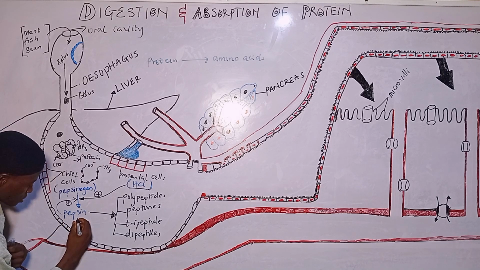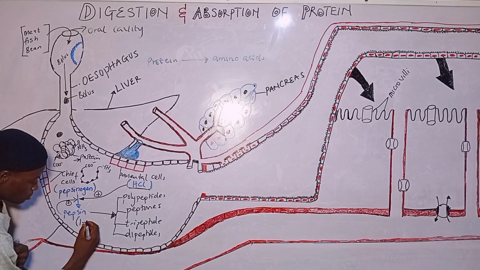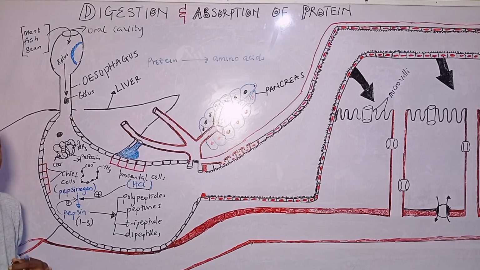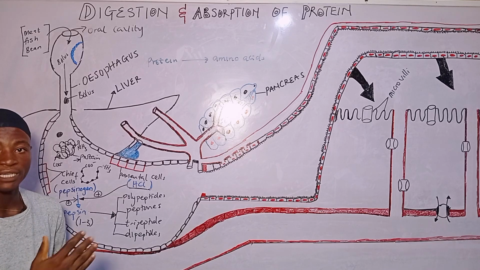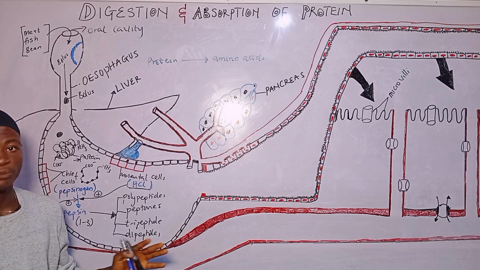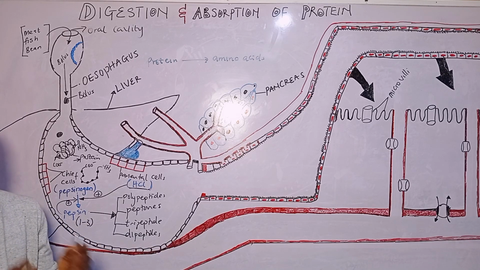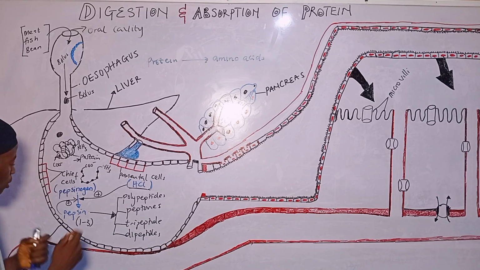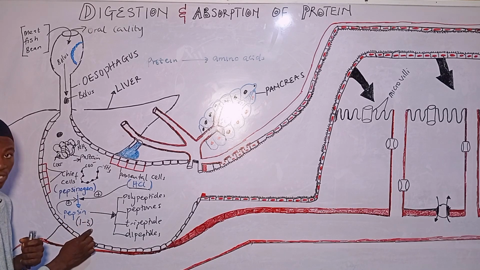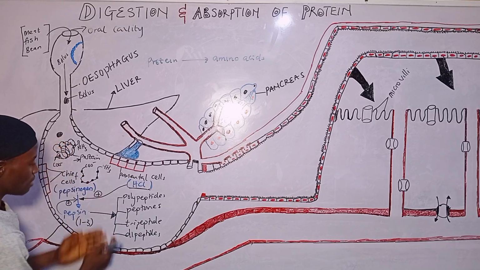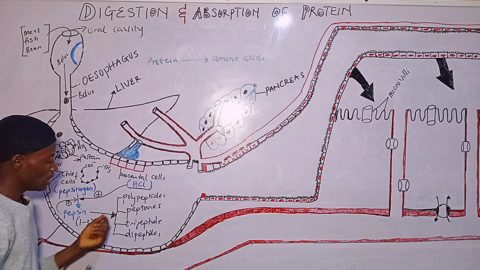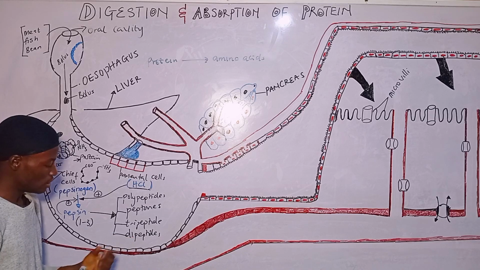Pepsin actually requires a pH of 1 to 3 to perform its optimum activity, because all enzymes have their own pH at which they perform their optimum function. That particular pH is referred to as the optimum pH. Now the optimum pH for pepsin is 1 to 3. You understand? Now from there, the products of the protein that we have in the stomach are the polypeptides, the peptones, the tripeptides, and also the dipeptides.